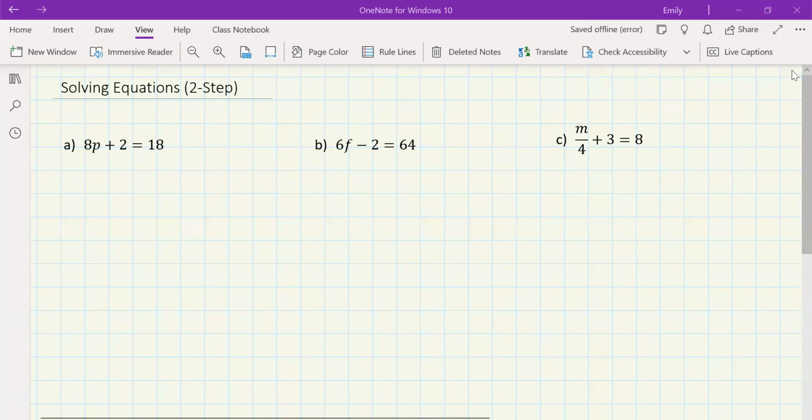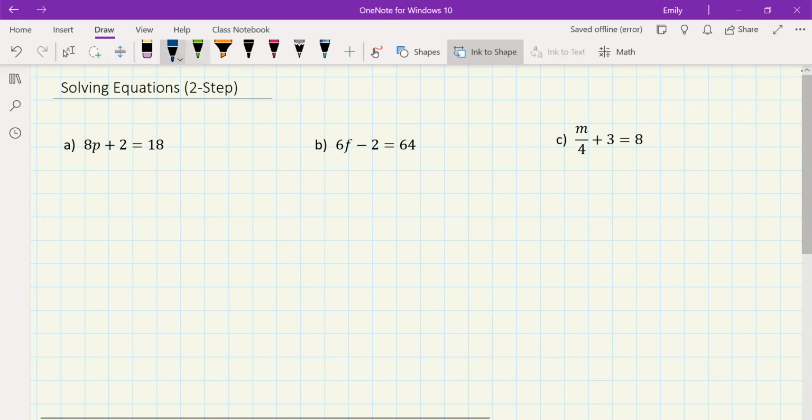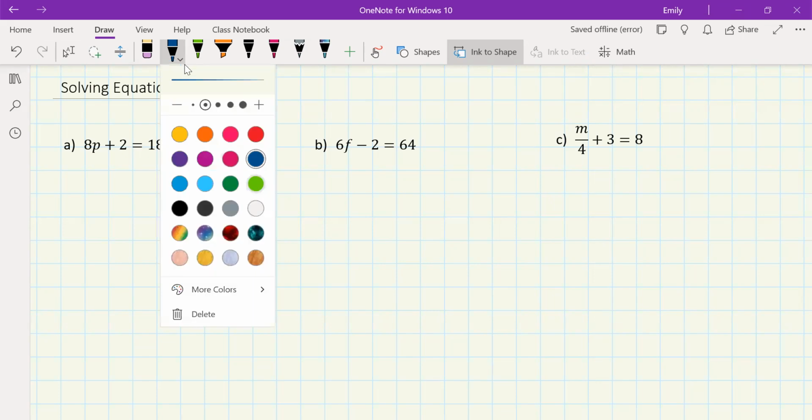Hello everyone, we're going to keep solving equations. This time we're going to have a look at what we would call two-step equations. Now these ones, sometimes you can still see the answer by just looking at them, but many times you need to undo the equation, is how I like to think of it. So we have a look here.